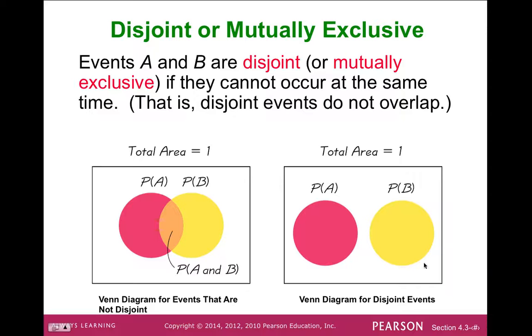So let's look at these two Venn diagrams. Here we have two events that do have overlap. We have our probability of A, our probability of B, and this orange section where they overlap would be our probability of A and B. So when we add them together, we'd have to be careful not to double count this area. Whereas in this diagram here, we have two disjoint or mutually exclusive events. You have your probability of A, your probability of B, and there's no overlap between them.